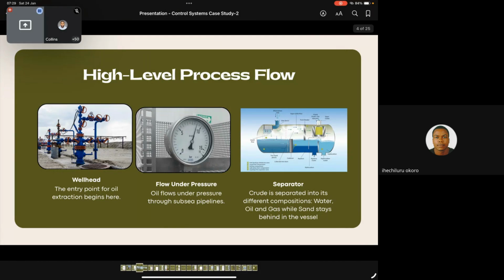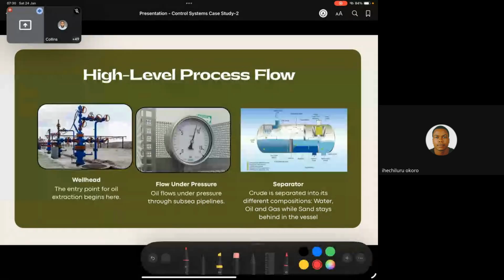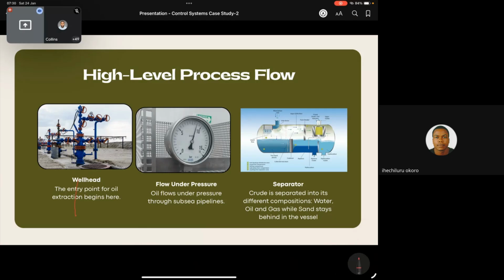So, in summary, the high-level process flow: you have the wellhead, the entry point where oil extraction begins. And then you have the pipeline, right? The oil will flow under pressure. The reservoir at the wellhead is at a very high pressure compared to the ambient pressure, so that is exactly what is pushing that crude outside, right? It is coming out.